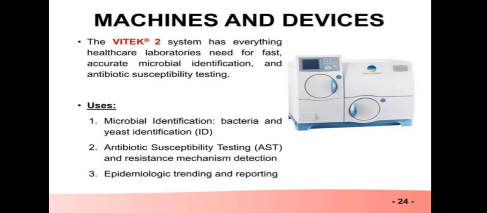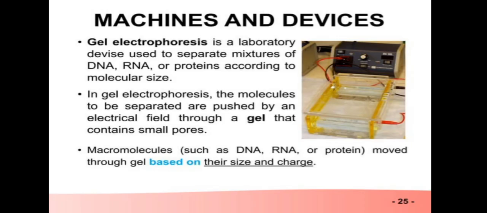That is the Vitek 2 machine, a system that is useful in the microbiology lab. By this we can identify different types of bacterial species, and it is also useful in antibiotic susceptibility testing.